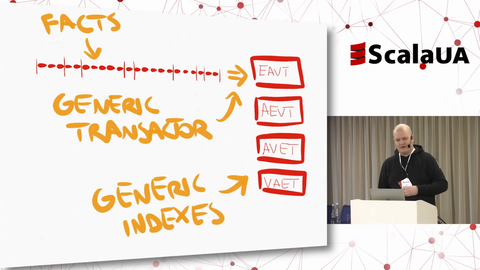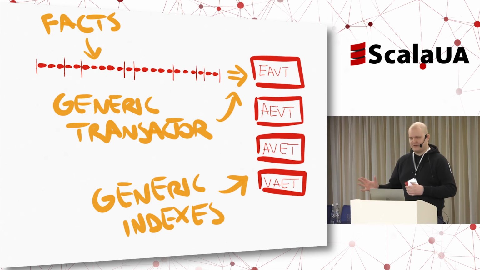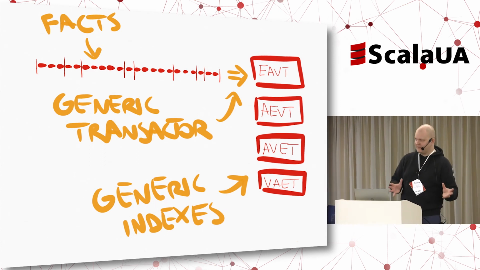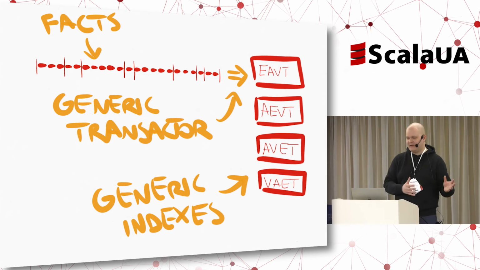So with Datomic, you don't have that problem, because that problem is solved generically. Datomic does this for you. It just takes these facts and it builds up a view of the database with a generic transactor that just takes facts and these generic indexes that you can query.